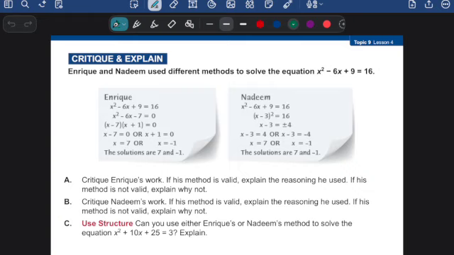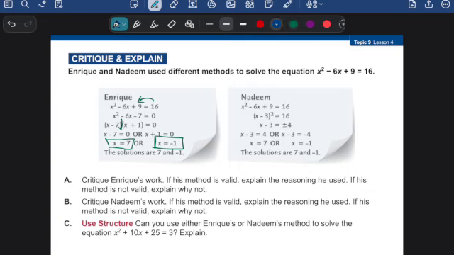For the critique and explain, we have these two students who have solved this quadratic equation. It's the same quadratic equation, x squared minus 6x plus 9 equals 16. If we look at Enrique's work, he moved the constants to the left side, set it equal to 0, then he factored the trinomial into x minus 7 times x plus 1. Then he used the zero product property, split the two binomials, set them both equal to 0, and solved for x. So his solutions are positive 7 or negative 1.